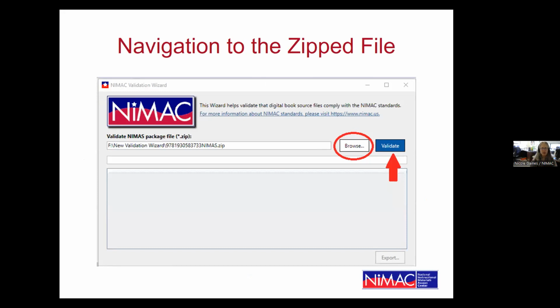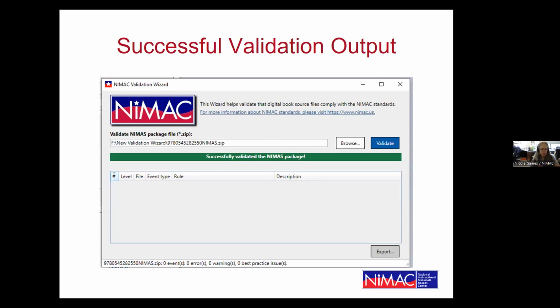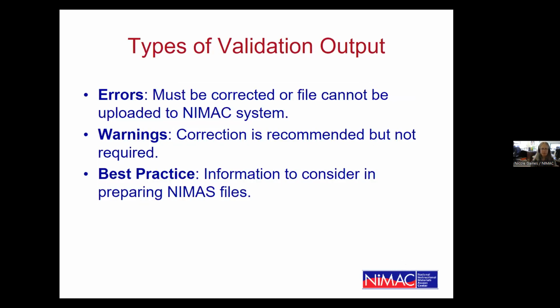So again, very simple, very straightforward. You're going to see a little green bar that goes across the screen to show you that the validation is in process. And then you're going to see output on the screen with the results. In this case, we have a file that had no output. It said successfully validated the NIMAS package. No issues. So this is a situation where there were no errors, no warnings, and no best practices issues.